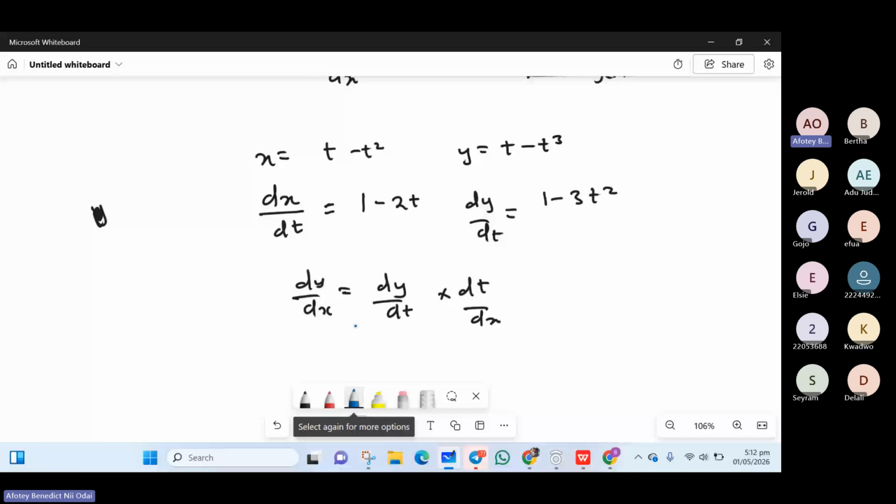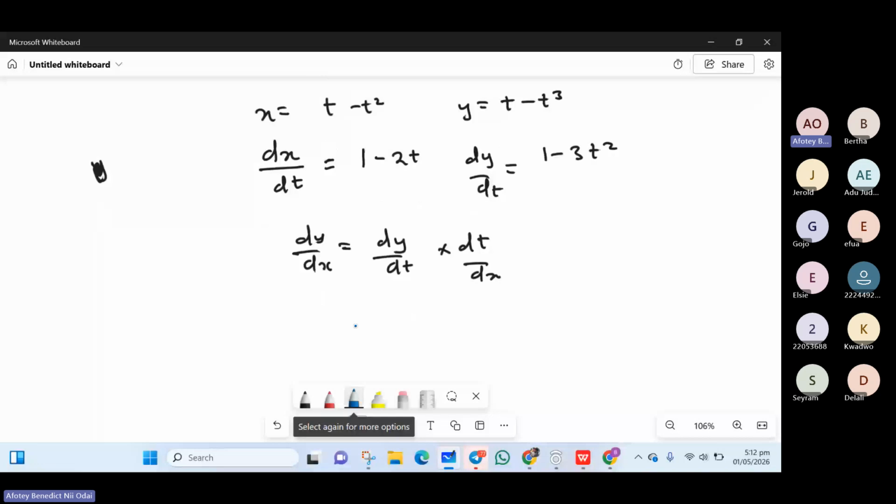Okay. Now this is our dy dt. And from here we can see something similar to dt dx, but it has been changed. So all we have to do is to reciprocate our function again. Let's go over this again. We have x is equal to t minus t squared and y is t minus t cubed.